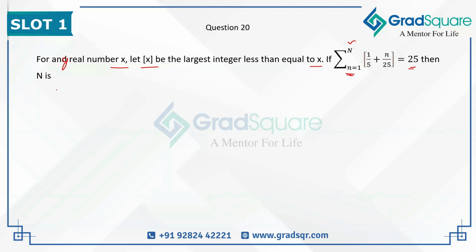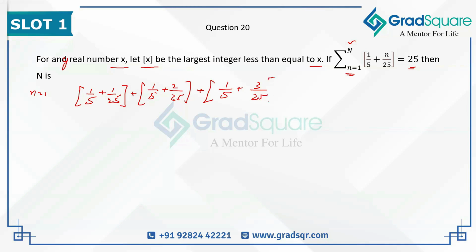Now, what are they talking about? If you take n equals to 1, your value will turn out to be the greatest integer of 1 by 5 plus 1 by 25. They are saying that we keep on adding this, 1 by 5 plus 2 by 25, then in the next case 1 by 5 plus 3 by 25, and so on, all the way up to the last value, 1 by 5 plus n by 25, and the sum turns out to be equal to 25. You have to find the value of n over there.